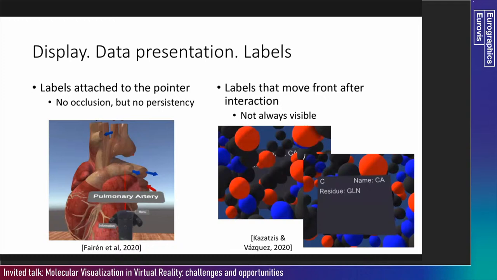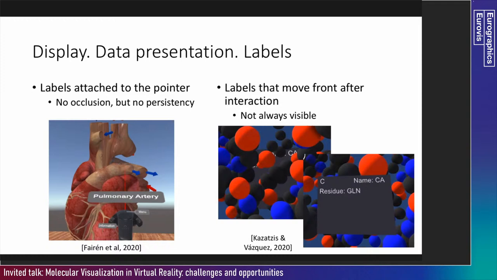Another common strategy is attaching the labels to the pointer. This is useful because the positioning is simplified and they can be made always visible. However, as the pointer changes its orientation, they might disappear. So if we need persistent labels, this cannot be used.